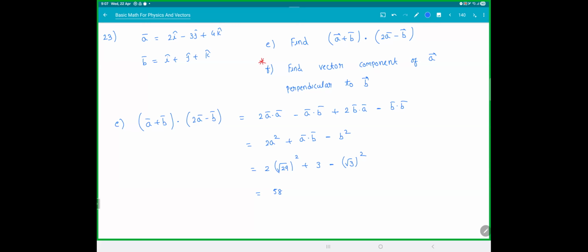And what about the F? F is the main question in the whole thing. I taught you how to find the component along the B bar. I didn't teach you how to get the perpendicular component. So take a minute or two. But any doubts on A, B, C, D, please ask.